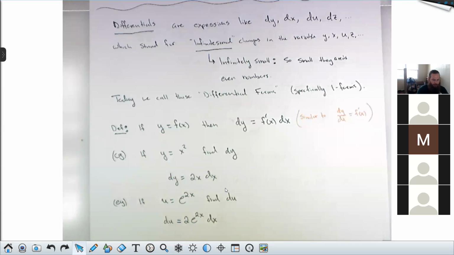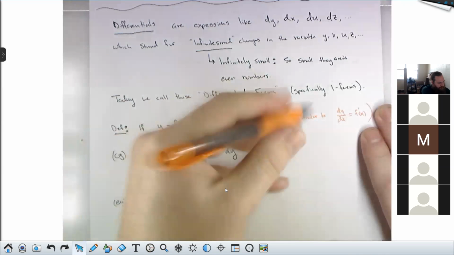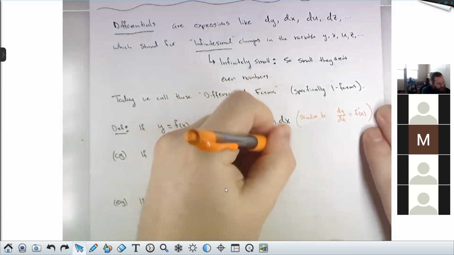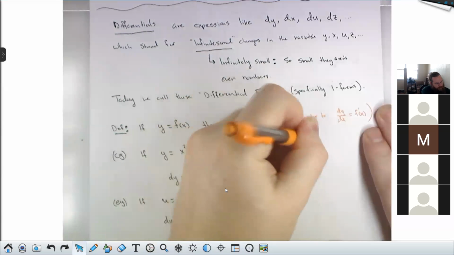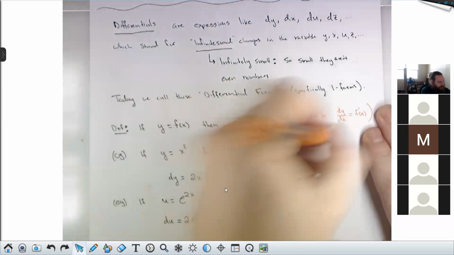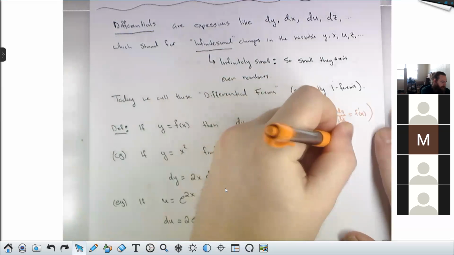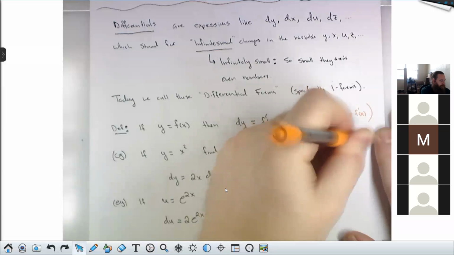For example, so here, don't write the orange. Suppose I have something like sine of X squared.